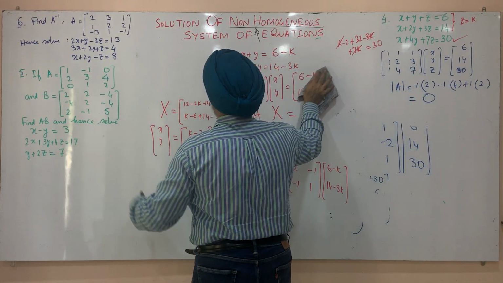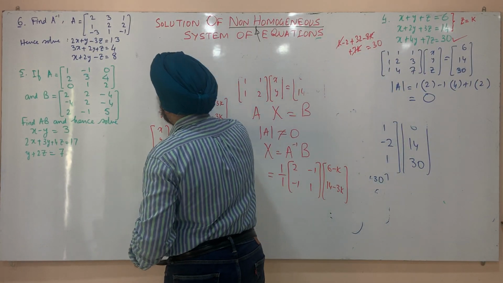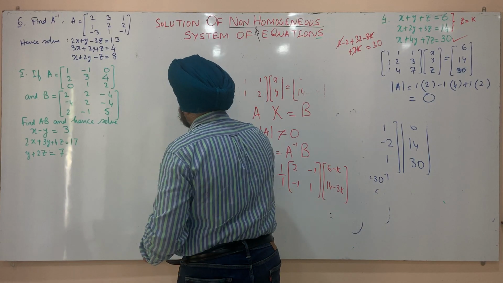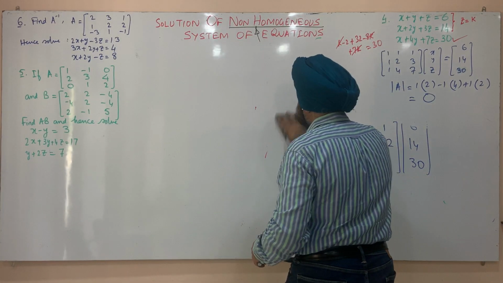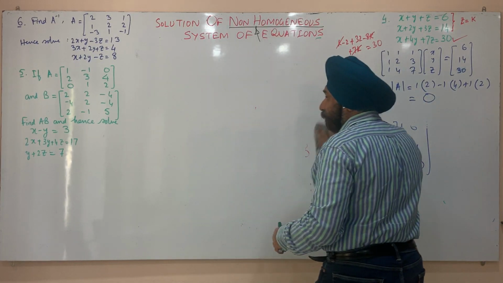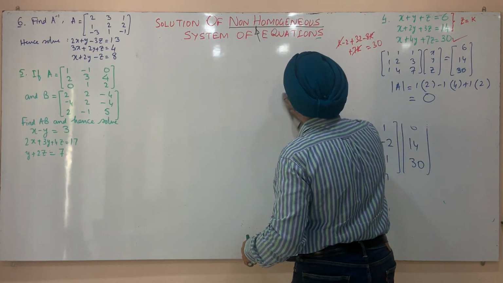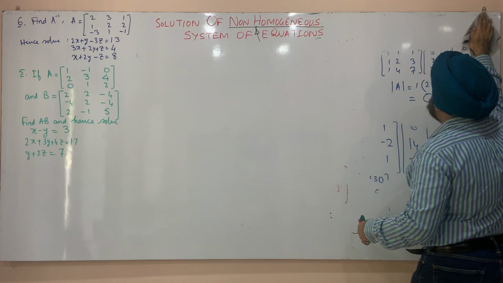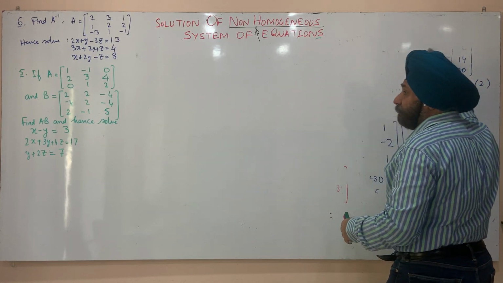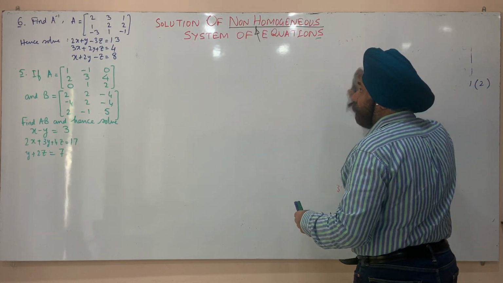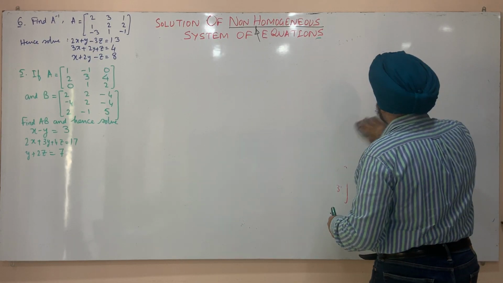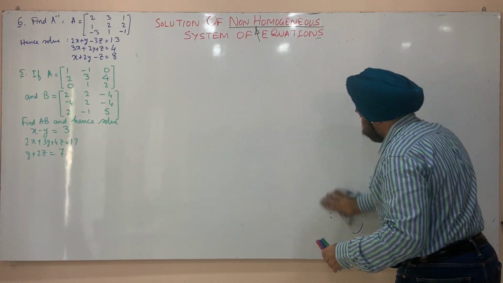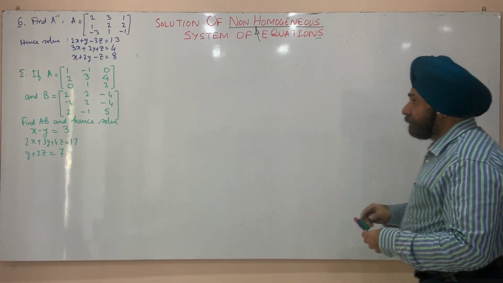Okay, next one, fifth question. We are given two matrices, two square matrices of order 3, A and B. We are asked to find out product of A and B. We will find out product AB, and then hence we have to solve the system of equations. This is another question on homogeneous system of equations. We have to solve for x, y and z.